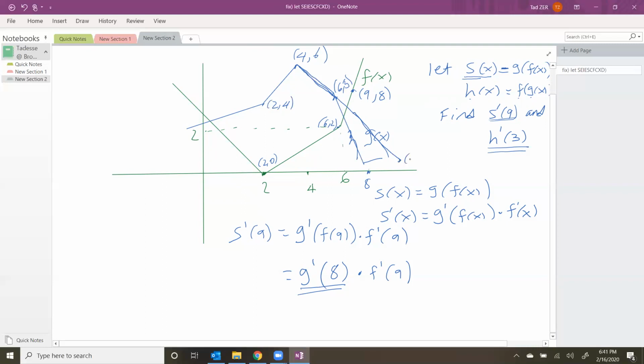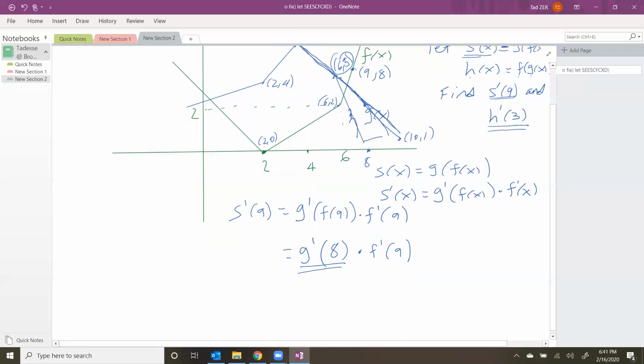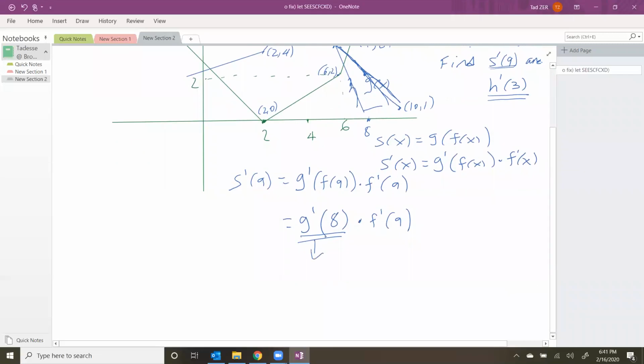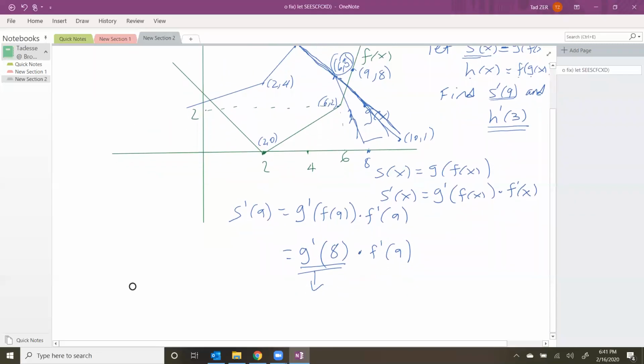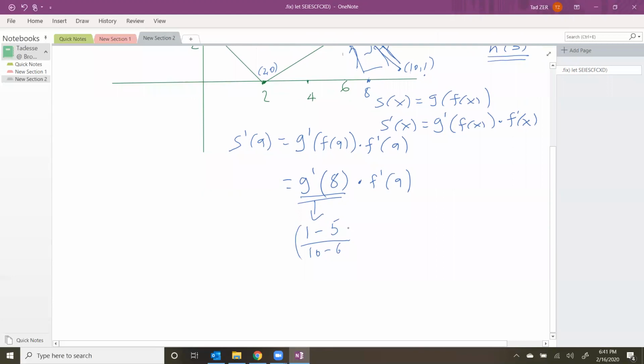So this point is (10, 1). So I have to find the slope of this line, whatever you see here, which is (6, 5) and (10, 1). So that is what the derivative at 8 means. This at this point is nothing but the slope of that line. So how do I find the slope? For the slope of this line, I will say 1 minus 5 divided by 10 minus 6. So this is what the slope is going to look like for this one.